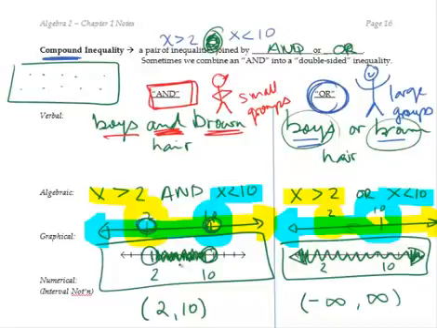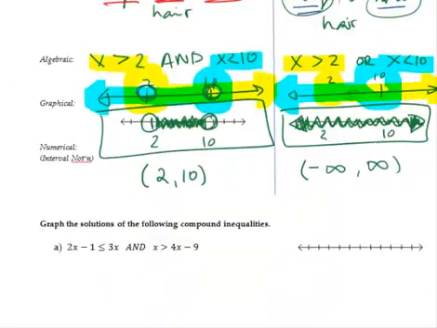So again, ands, very small groups of friends. Ors, lots of friends. We like lots and lots of people. We're going to look at a couple examples together. So scroll down your notes with me.